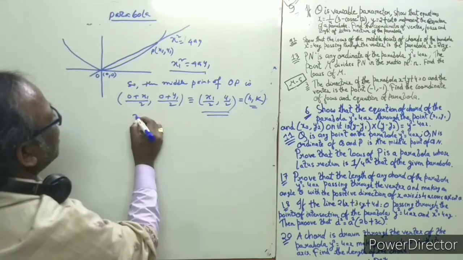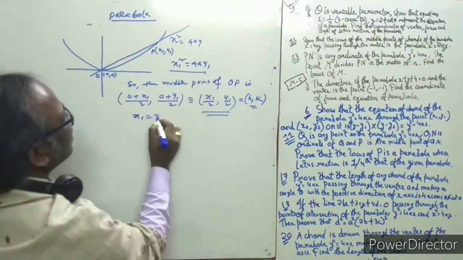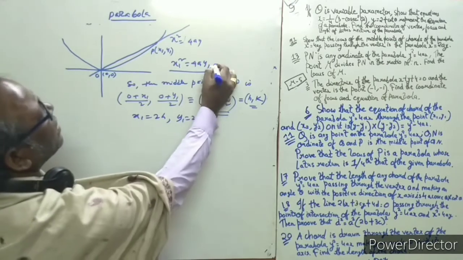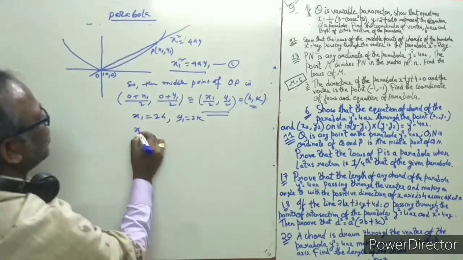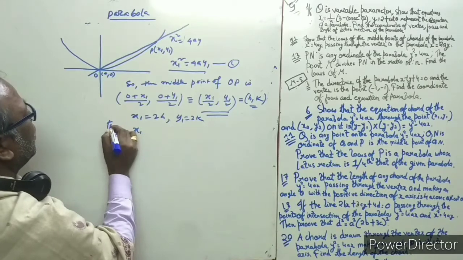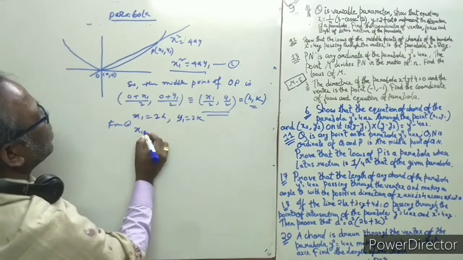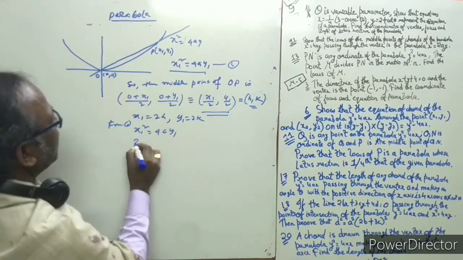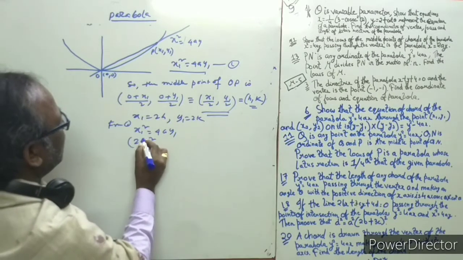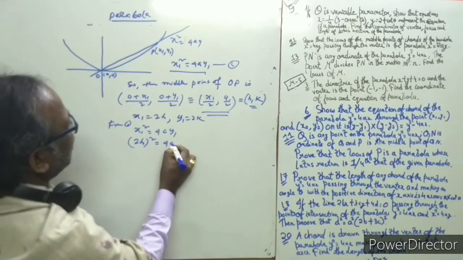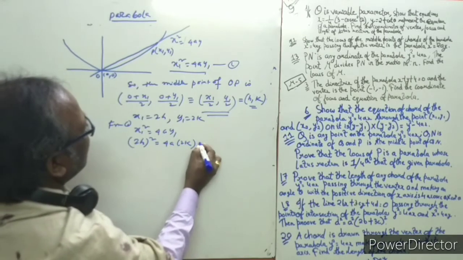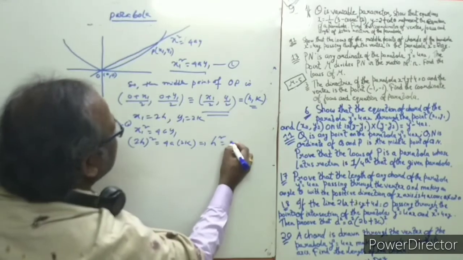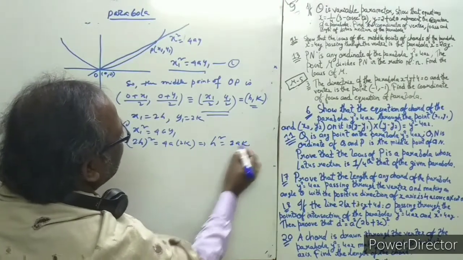So you can write x1 is equal to twice h and y1 is equal to twice k, and this is condition number 1. Now from 1, x1 square is equal to 4a y1. So put here twice h whole square equals 4a into twice k. So the 4 is cancelled, and this gives h square equals twice a k.